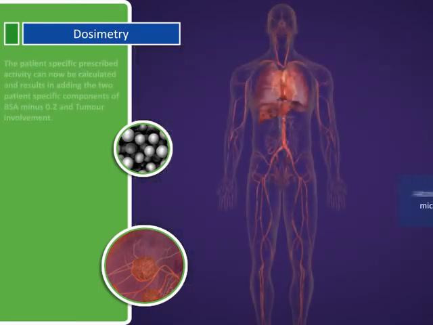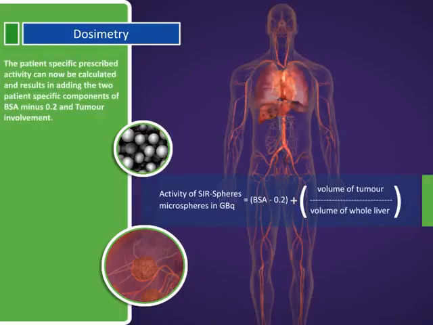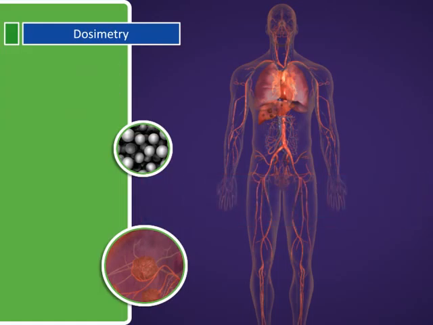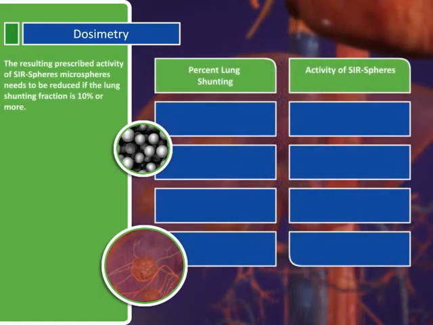The patient-specific prescribed activity can now be calculated and results in adding the two patient-specific components of BSA minus 0.2 and tumor involvement. The resulting prescribed activity of SIR-Spheres microspheres needs to be reduced if the lung shunting fraction is 10% or more.